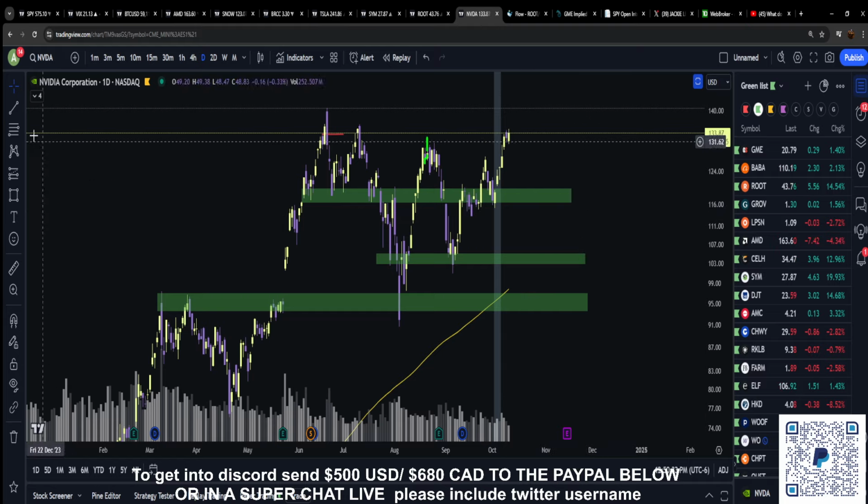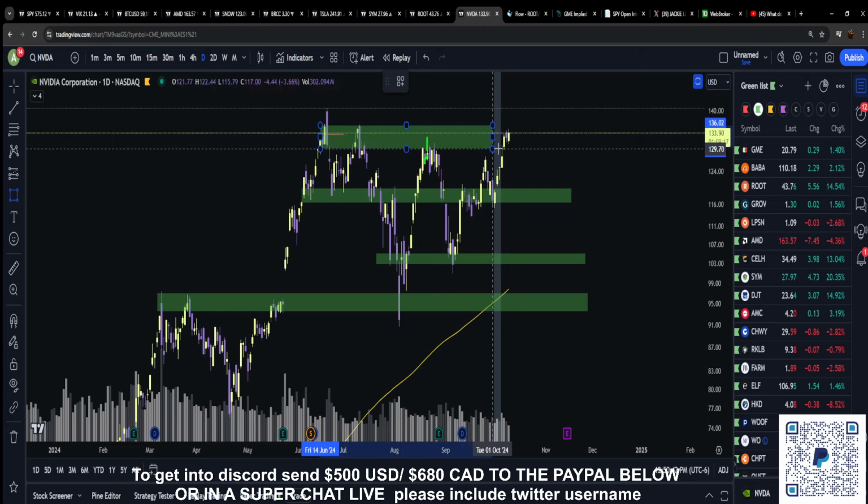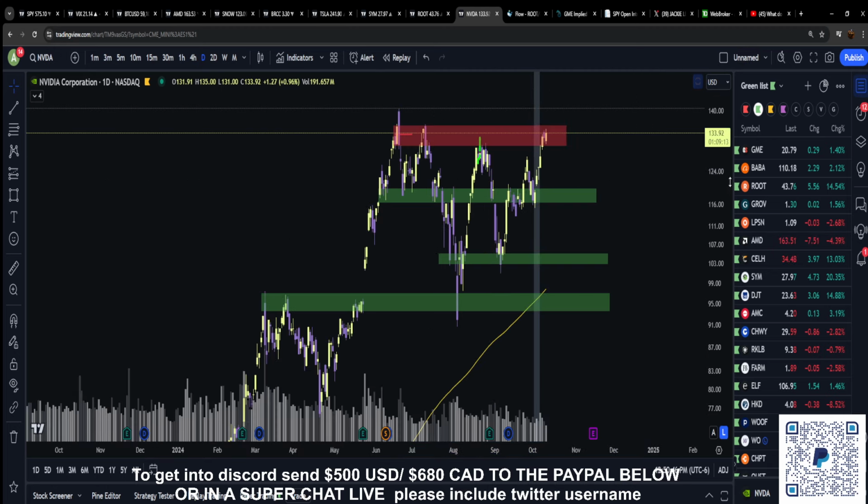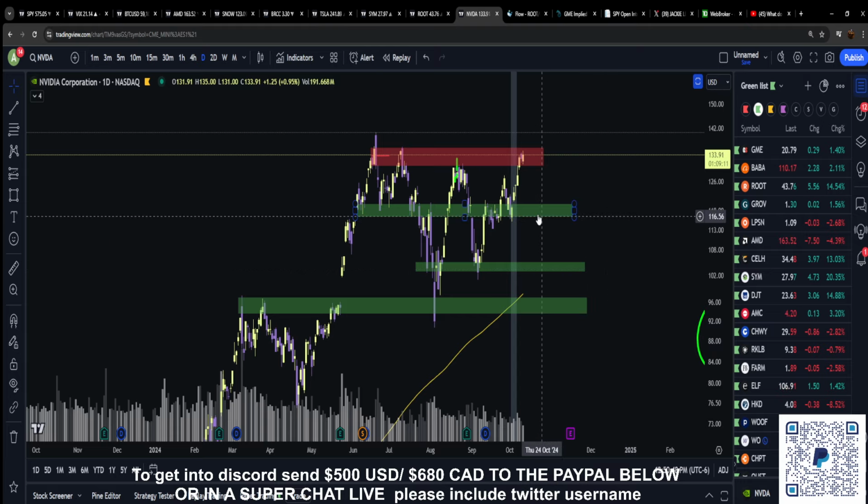Okay, now the best one. This is easy, right? We're going to take a box. We're going to encapsulate it from roughly these two highs here, and we're going to go to those lows right there and just drag that across. And then we're going to make it red because we think that that's resistance. We think that's resistance. So really easy.